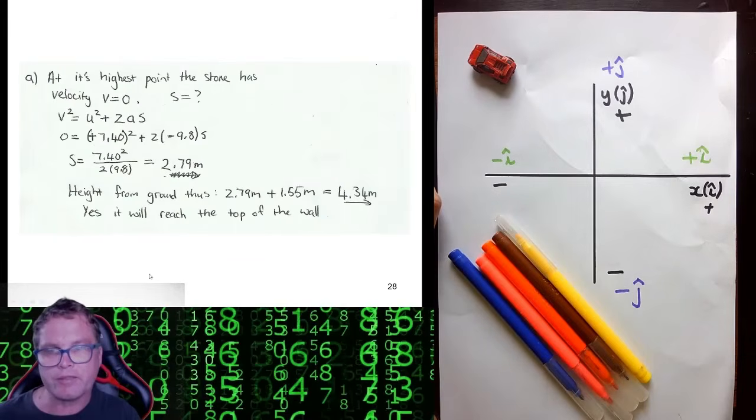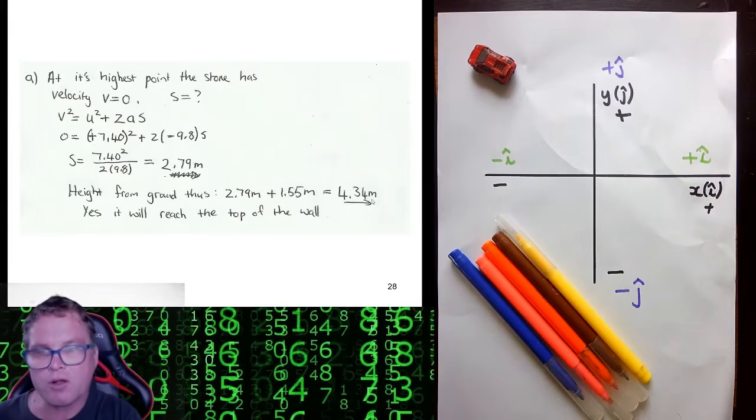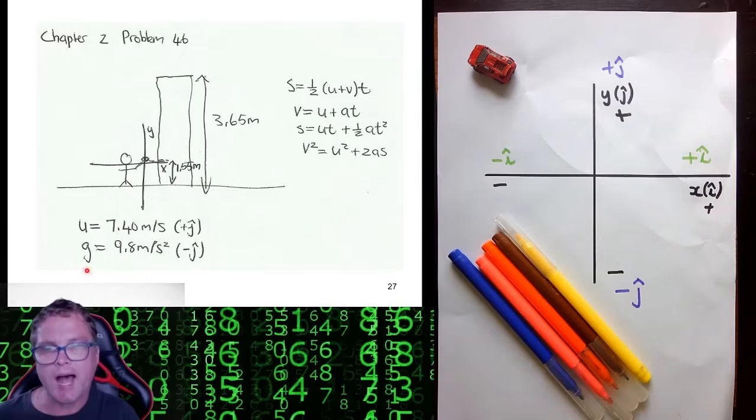So performing that calculation, we add the 1.55 to the 2.79, and we see the quantity is 4.34 meters. So the rock goes 4.34 meters, which of course is higher than the 3.65 meters. So that's the solution to part A of the question.